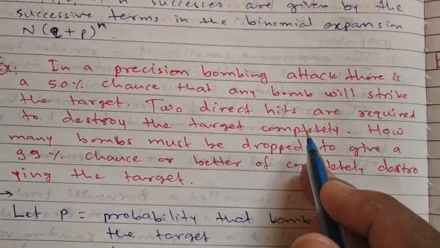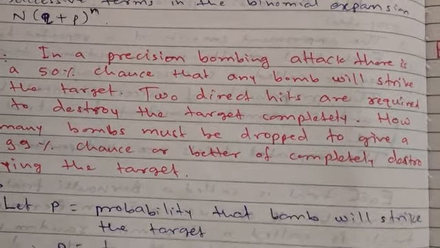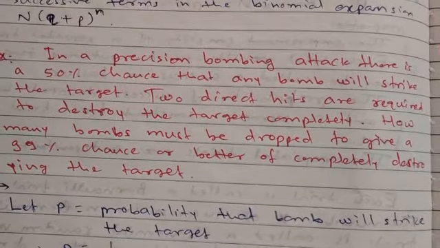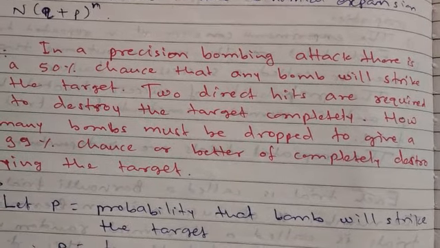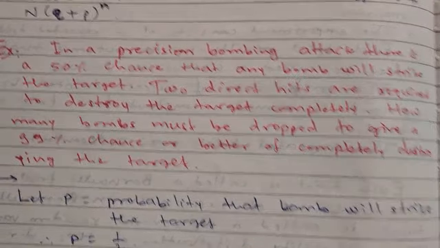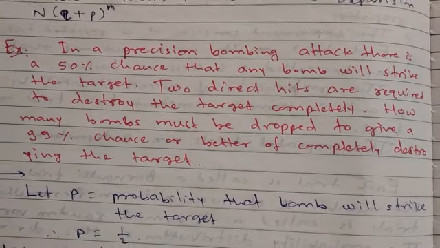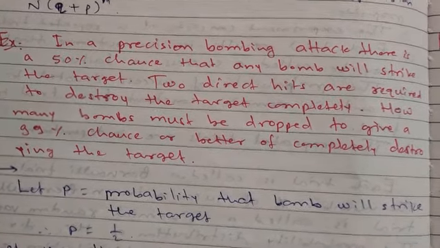So value of x. So 2 bombs are sufficient to destroy the target. If we use 3 bombs or 4 bombs, that is also destroying the target. But minimum 2 bombs are required to destroy the target. Right? So see the solution.